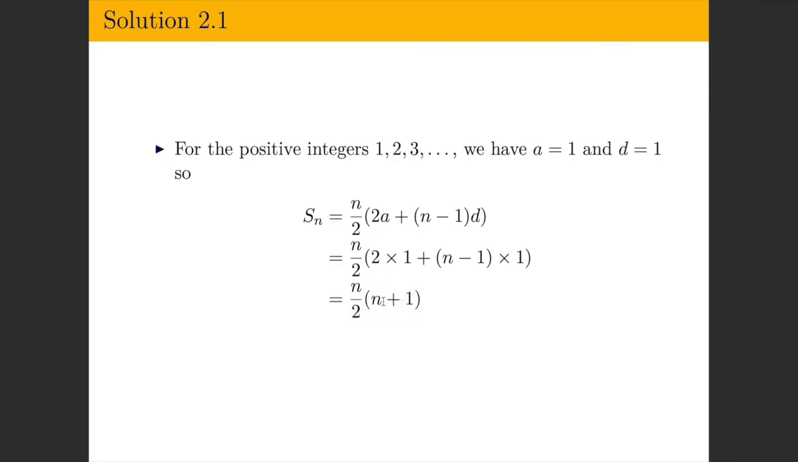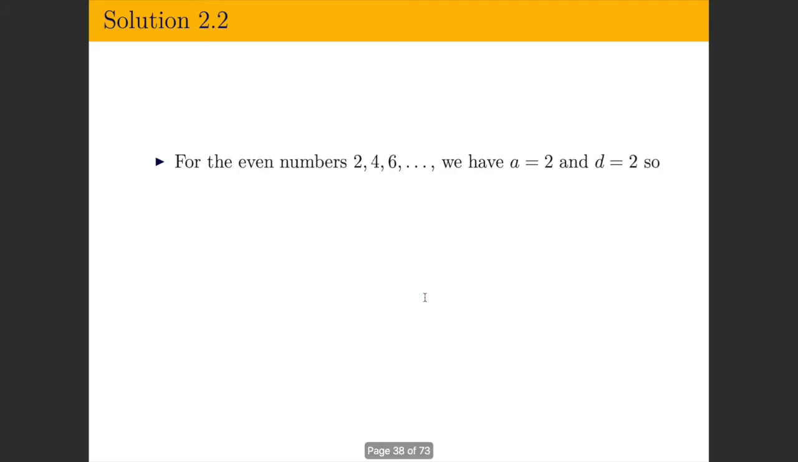And just to make sure that this works, let's take a look at 1 plus 2 plus 3. So 1 plus 2 plus 3 is 6. And if we substitute in 3 into this equation, you get 3 over 2 times 3 plus 1. So you get 3 over 2 here times 4. 3 over 2 times 4 is indeed 6. So it does make sense.